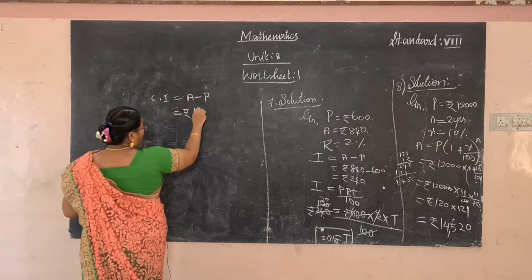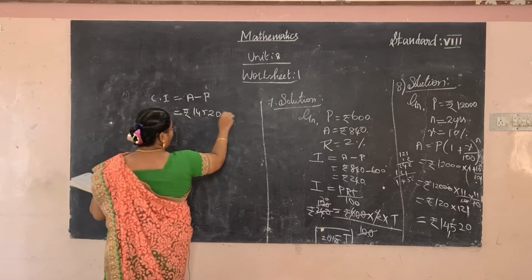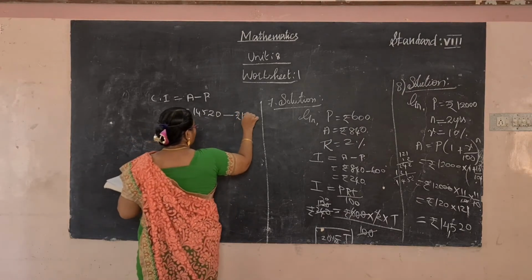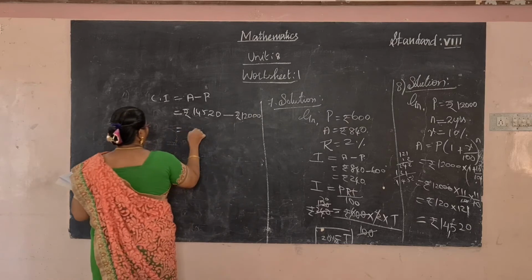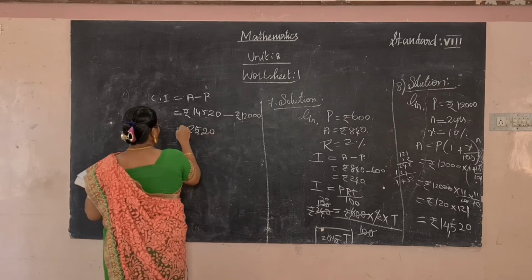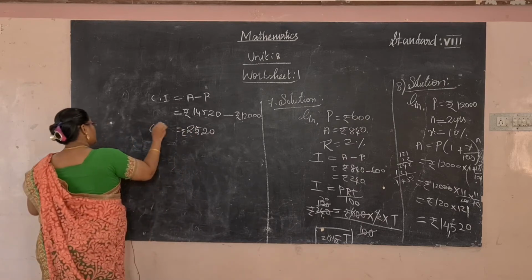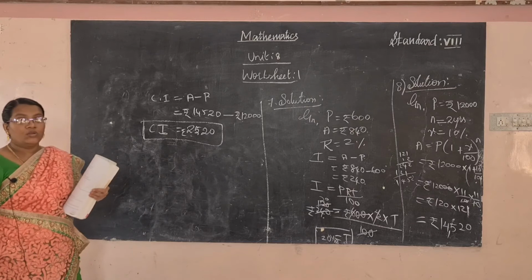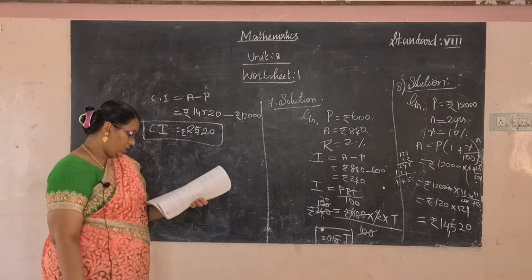Rupees 14,520 minus the P value, which was rupees 12,000. So subtract, what do we get? 2,520 rupees. So compound interest is equal to rupees 2,520. Okay.